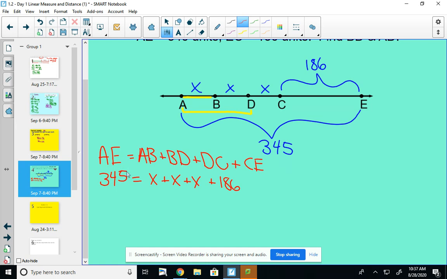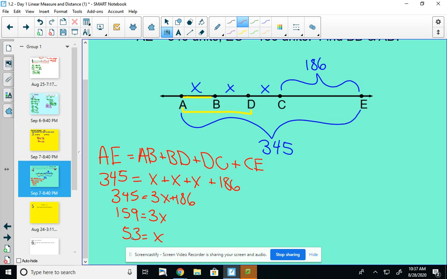I want to find AB and AD. In order to do that, I'm going to have to figure out what this x is. Let's solve this equation. I'll subtract 186 on each side. So 159 will equal 3x. And then I'm going to divide each side by 3. So x should be 53.